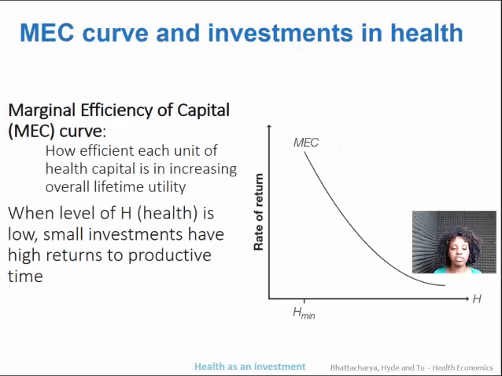So the marginal efficiency of capital curve is something that traces out the amount of lifetime utility that you get in return for each of your investments in health. When your health is low, the rate of return on an additional investment in health is very high. So here the x-axis is your level of health, the y-axis is the rate of return to additional health, and the curve traces out how much of a health return you get from investing in your health, and it's going to be less when you're healthy and more when you're sick.